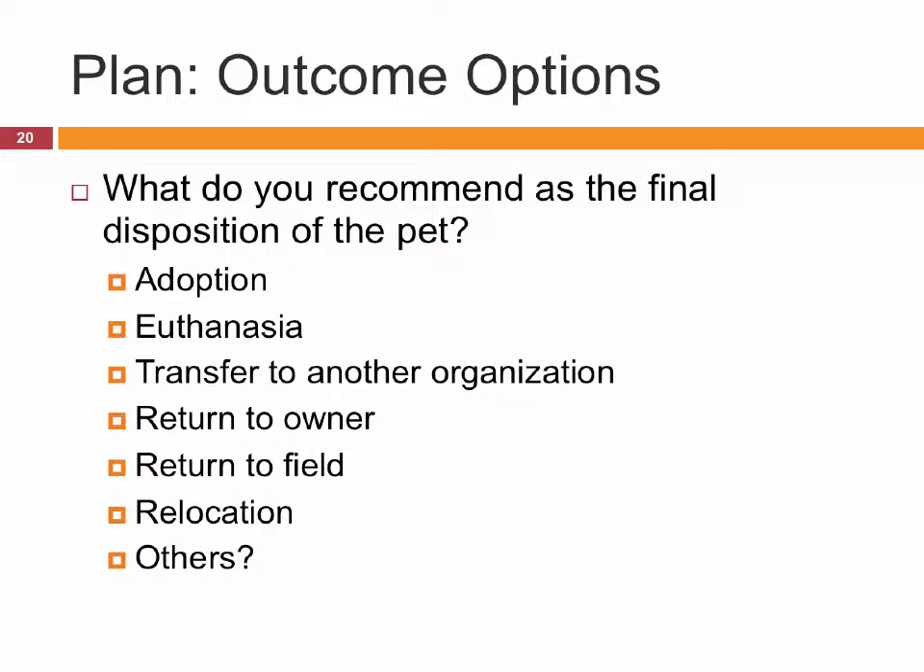And what about the final disposition? Where do we want this pet to end up? Do we want to adopt it to a private home? Do we need to euthanize it because its welfare is too severely compromised or it poses a significant safety risk? Can we transfer it to another networking organization that has resources that we don't have? Can we return it to the owner? Perhaps with some counseling on what's going on and what they can do to help the problem. Sometimes we can do that. That's one area I really love to get involved in. Return to field, relocation. Are there other options that you can think of? I mean, the sky's the limit with this, really. It's a matter of being creative, right?